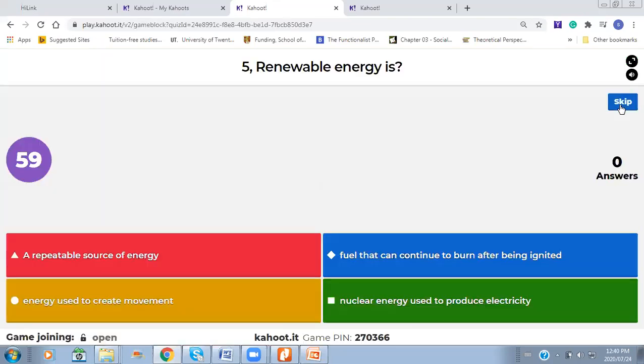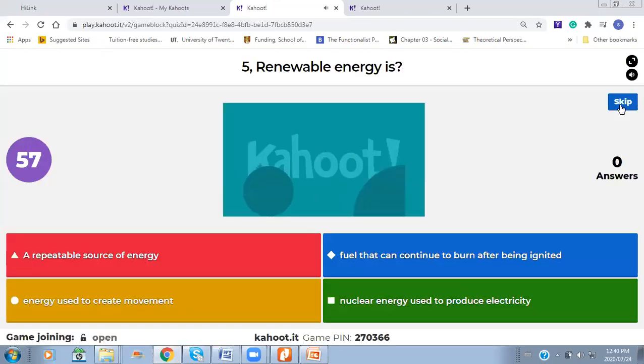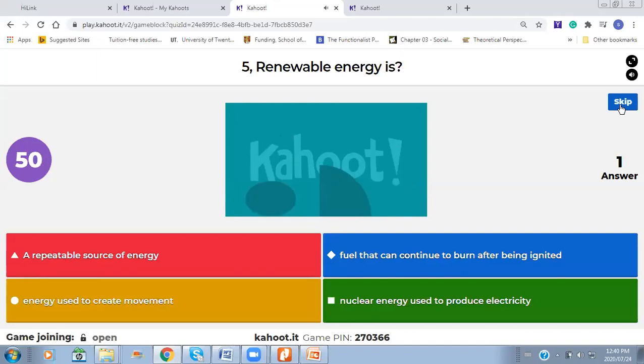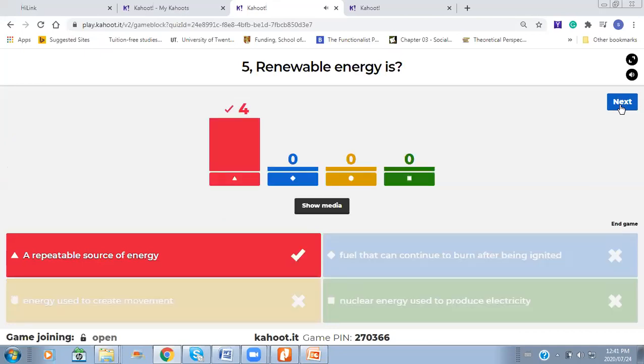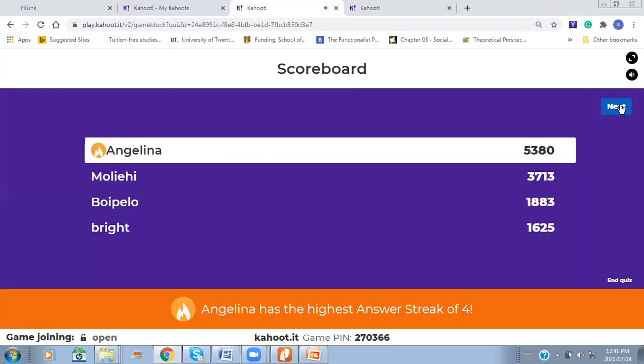Renewable energy is a repeatable source of energy, fuel that can continue to burn after being ignited, energy used to create movement, nuclear energy. Okay, yeah, 4 people got this one. Let's see who was the first person to answer, even though all of you got it. Angelina is now on her fourth streak question.